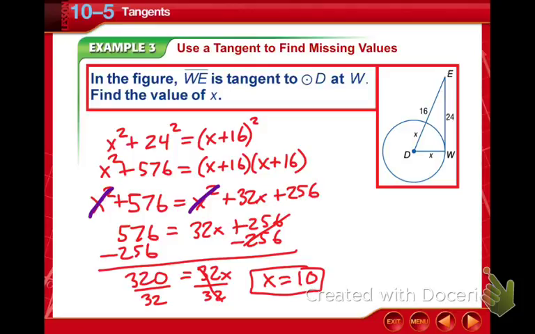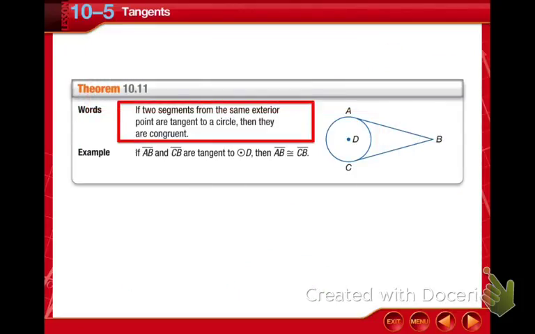Alright, next problem. New theorem. If two segments from the same exterior point are tangent to a circle, then they are congruent. So what that means is we have this point B all the way out to the right. B has two lines going out to A and C, and at point A and point C, those two lines are tangent. So that means that AB and CB are congruent.